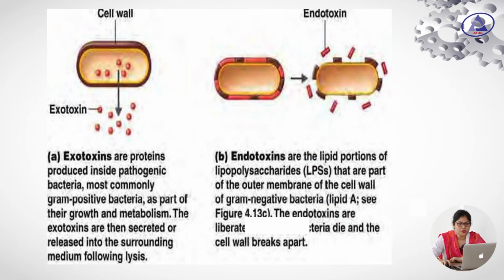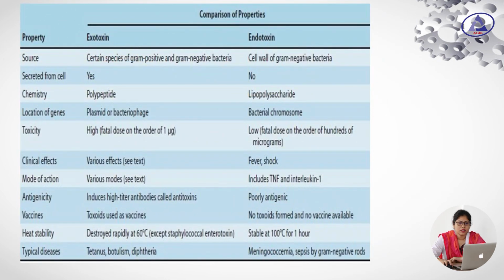Here the exotoxin is produced within the cell, and this is the endotoxin, which is produced from the cell membrane. There are differences between exotoxin and endotoxin. Exotoxin is produced from gram-positive and gram-negative bacteria, whereas the endotoxin is produced from the cell wall of gram-negative bacteria. Exotoxins are polypeptide in nature, whereas the endotoxin is lipopolysaccharide in nature. Exotoxin is mainly present in the plasmid or bacteriophage, whereas the endotoxin is mainly present in the bacterial chromosome. Exotoxins are highly toxic and endotoxin is low.